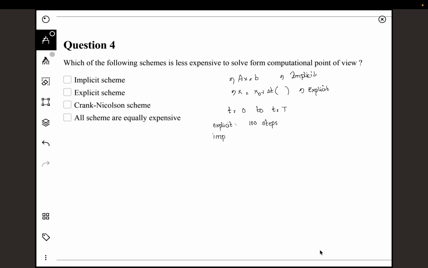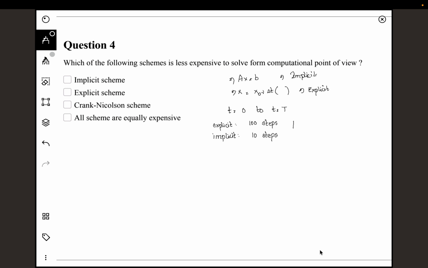Implicit will require... you can actually take a bigger time step with an implicit method. Let's say with the same order of accuracy, you can use a higher time step size from a stability point of view. And if your problem is such that even at that higher time step you're not degrading on accuracy, then with implicit, you can actually reach in 10 steps. Let's say, I'm just saying.